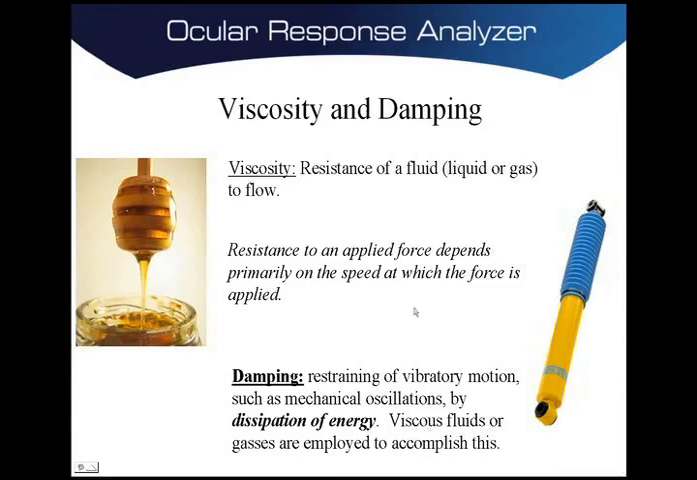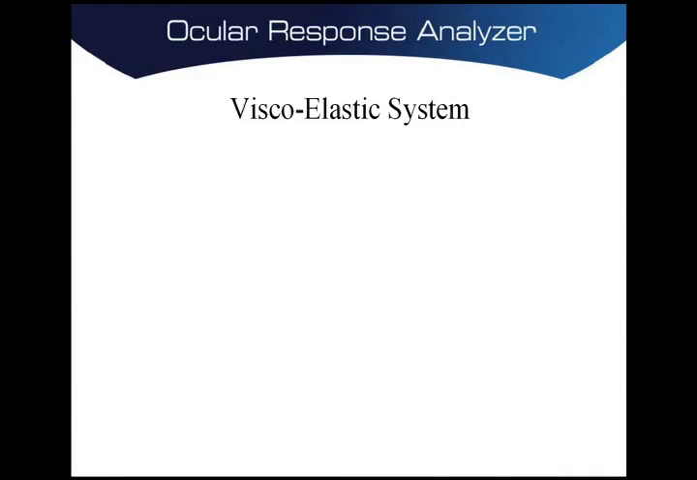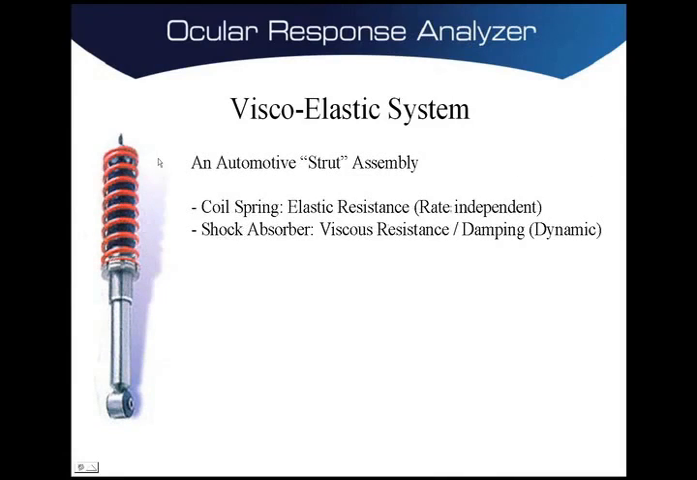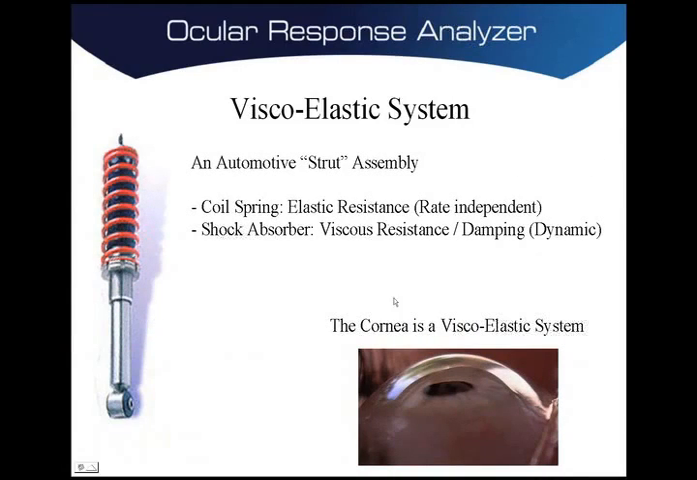So those are 3 terms we hear when we start to talk about corneal biomechanical properties: elasticity, viscosity, and damping. And why is that? Well, the reason is because the cornea, like this strut assembly from an automobile over here, is a visco-elastic system. It contains elements of both elastic resistance and viscous resistance. And those things come into play during the measurement of the ORA process.